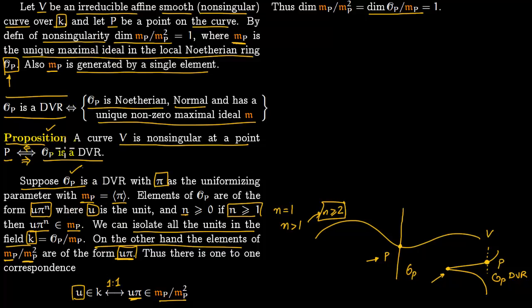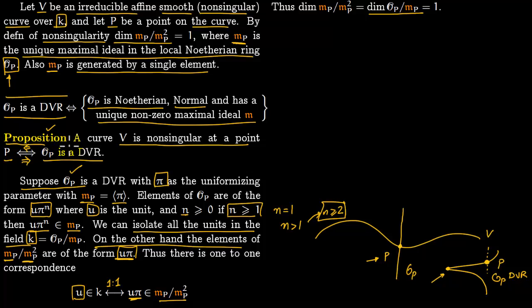So we have proved an important proposition of finding non-singularity at a point. A curve V is non-singular at a point P if the local ring associated with it at that point is a discrete valuation ring. So you can see this is a very important aspect of discrete valuation rings.